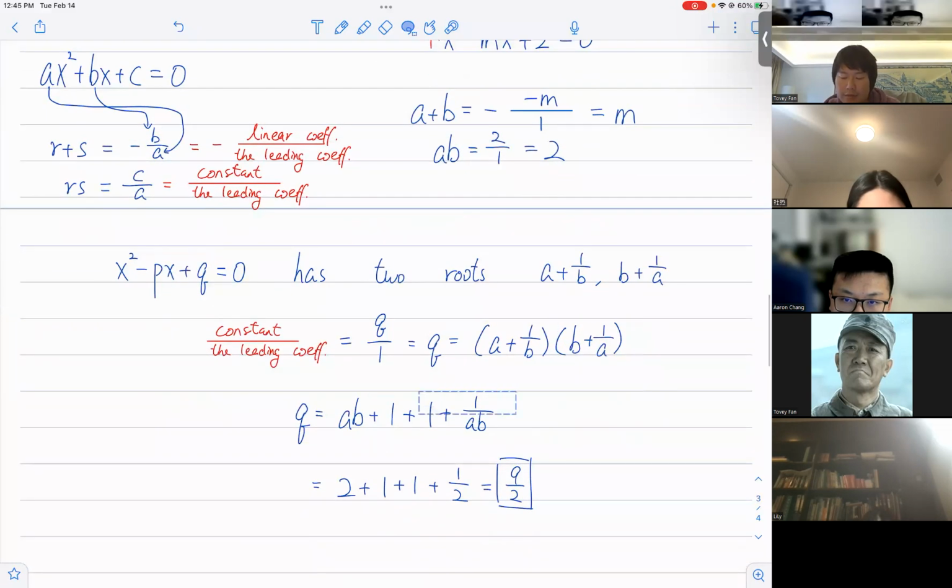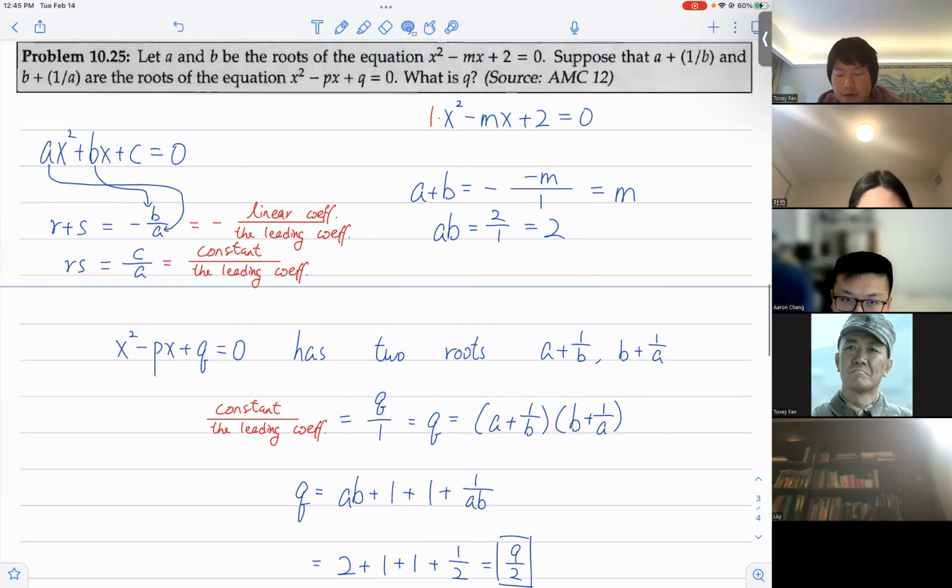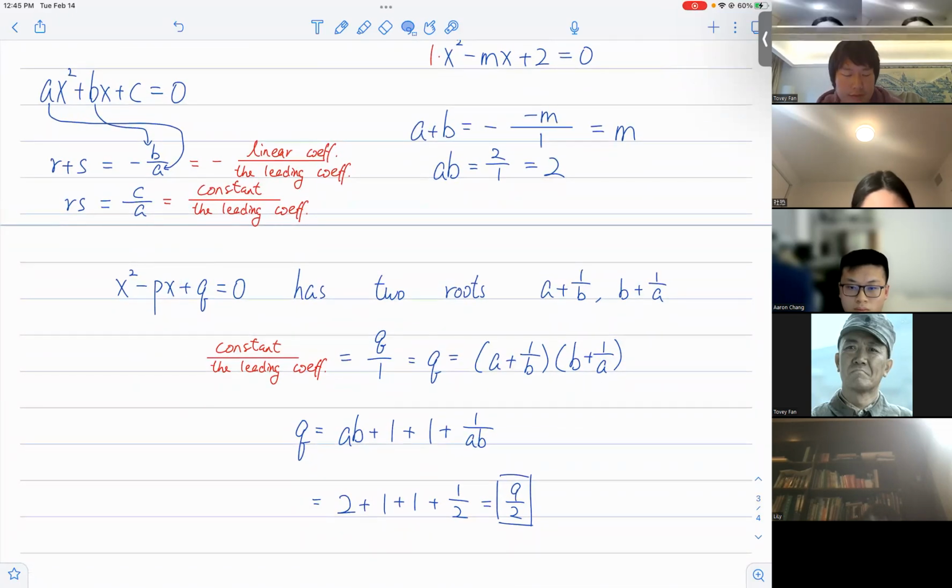And then, of course, we expand the brackets and we see that ab is 2. It's here. So magically, we just gonna plug in with this. It's kind of magical, right? Amazing. So if you apply, you will see that throughout, we don't even know what a and b are. And it's impossible to know what a and b are because we have an unknown number m here. But even so, we can still find out the value of q. And that's the power of Vieta.